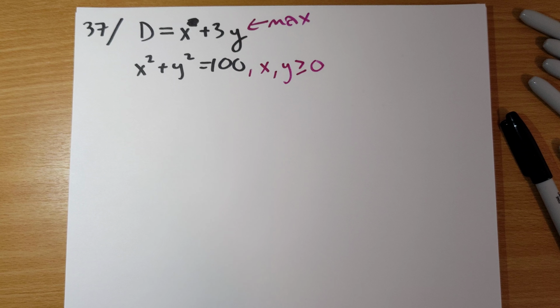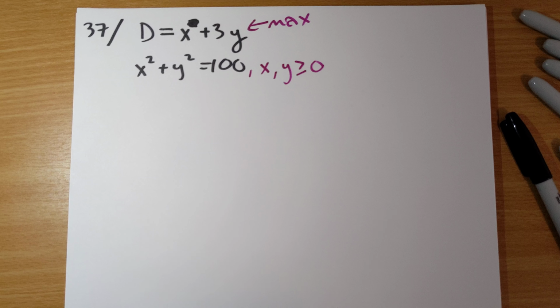So in part A, I'm asking you, how do you tweak x and y to make d be the biggest it can be? Well, in order to do that, we have d written in terms of x and y. We want to get it down so d is just written in terms of x. How do we do that?